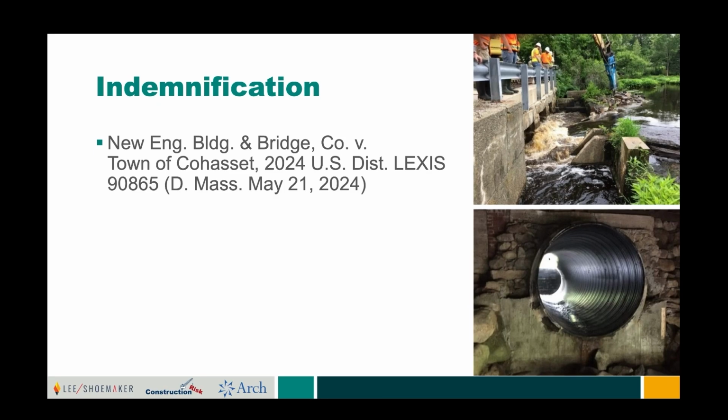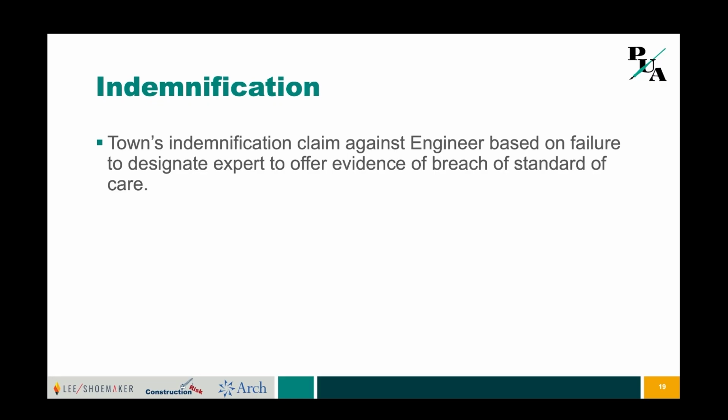The contractor pursued a claim against the town seeking to recover the costs, and the town in turn asserted a claim for indemnity against the engineer based upon an indemnification provision in the parties' contract. The indemnification provision required that the engineer indemnify the town for damages claimed against them, quote, "to the extent of the negligent acts, errors, or omissions," close quote, of the engineer. The engineer moved for summary judgment due to the town's failure to designate an expert.